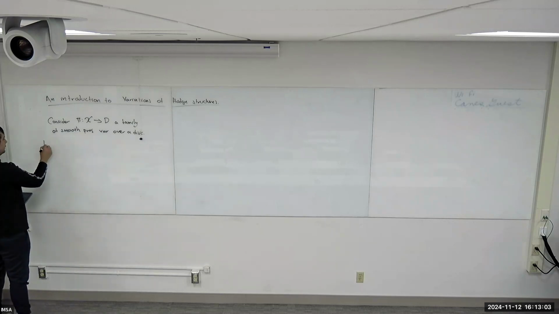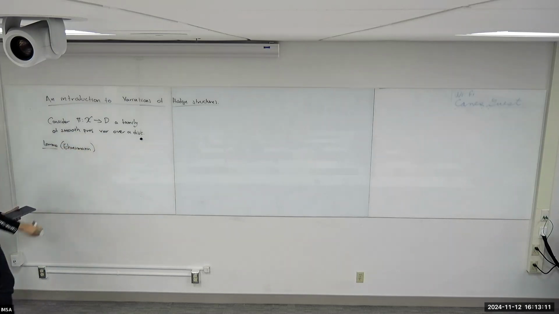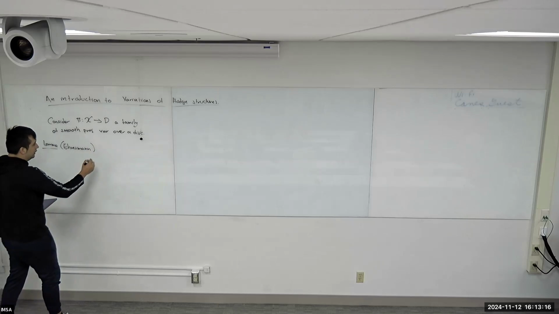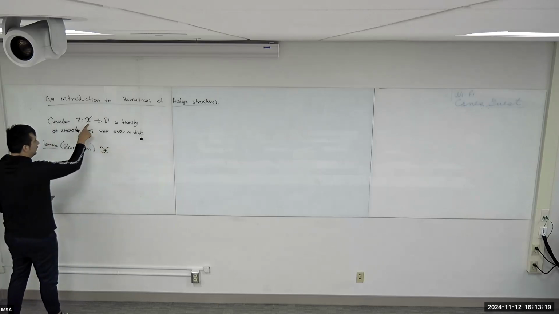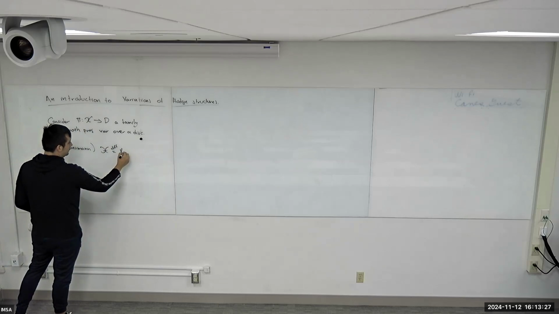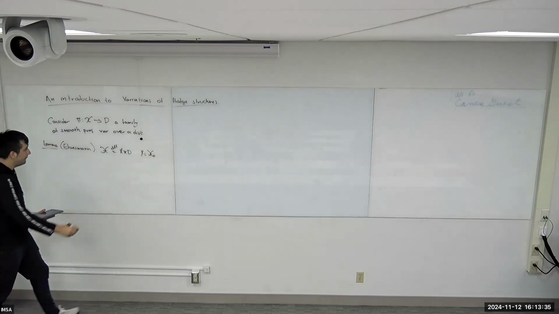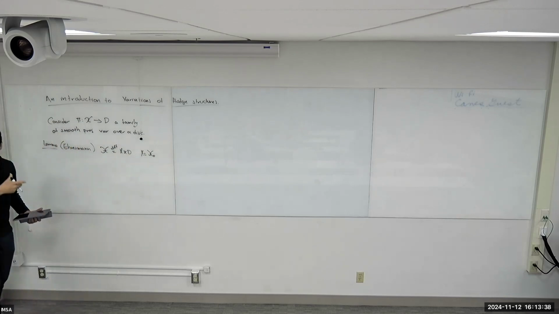So the first point is that you have something called the Ehresmann lemma. I'm already in a local situation. This tells you that the total space of the family will be diffeomorphic to the central fiber times the disk. X is going to be the central fiber. I can make the disk sufficiently small.